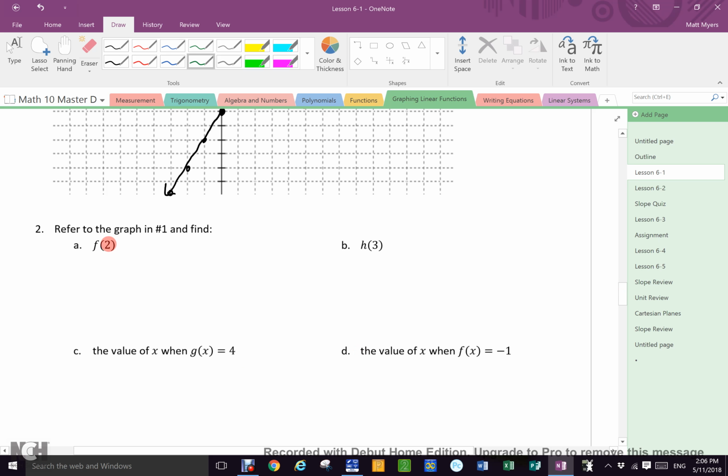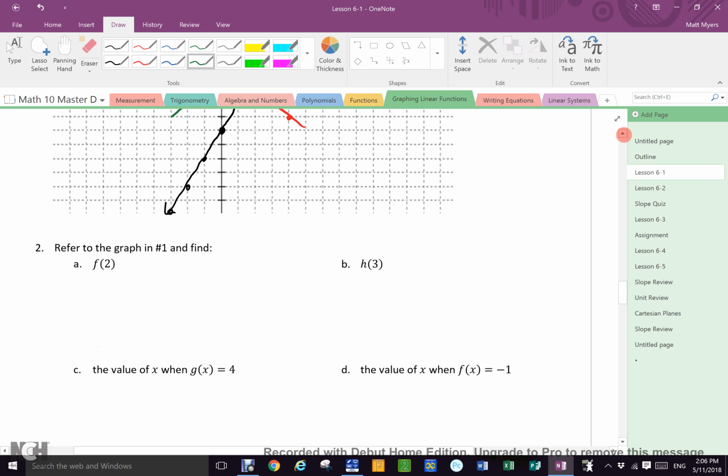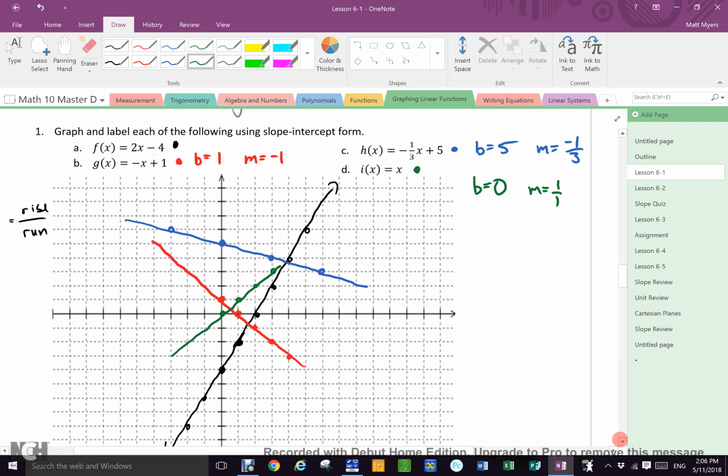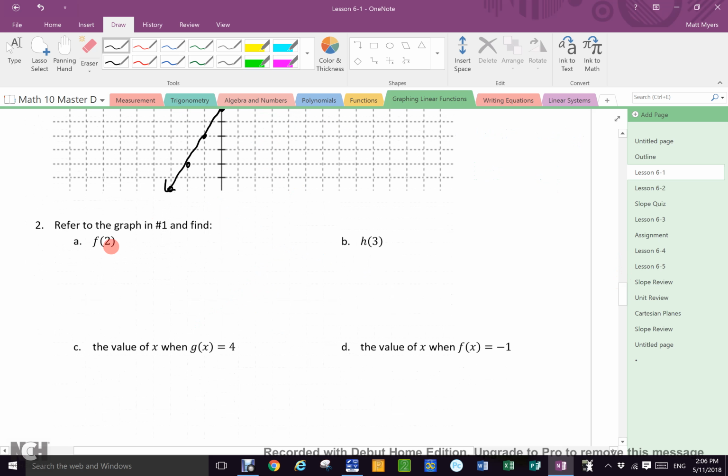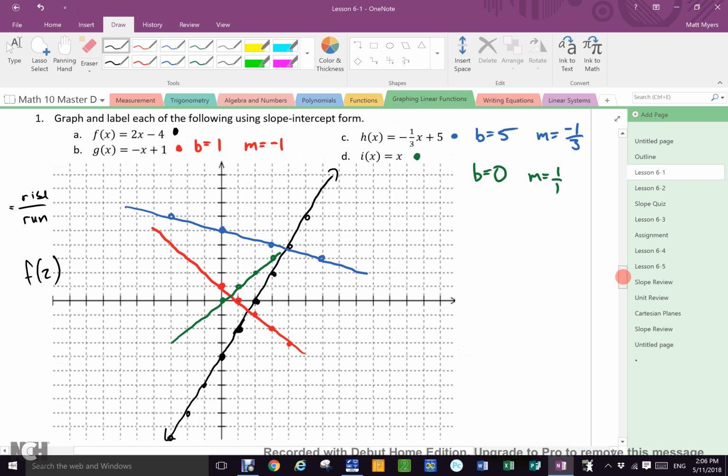F of 2. What color line am I using if I want to find stuff on the f function? It's the black line, right? So the f of 2. Where do I go on that black line for the f of 2? 2 on the x-axis, right there, correct? Yes. What's the y value there? 0. So what is the f of 2? 0. Everybody got it?